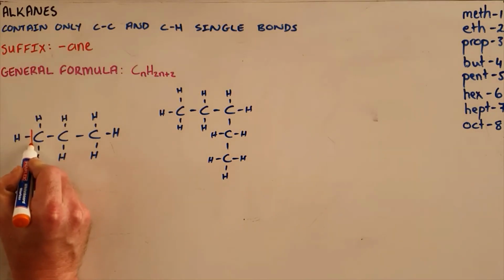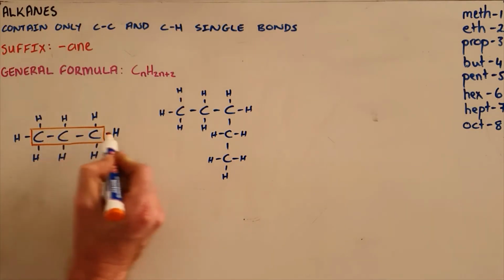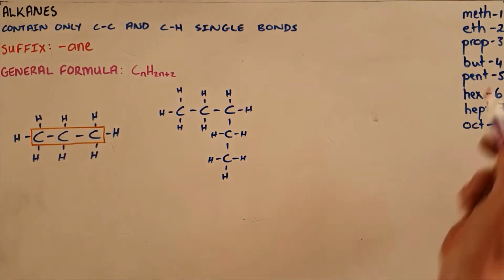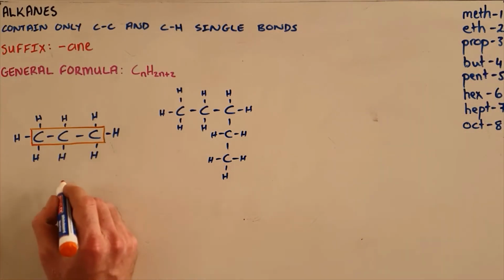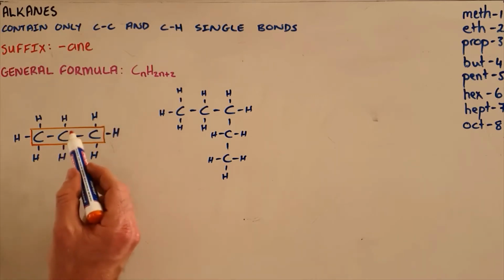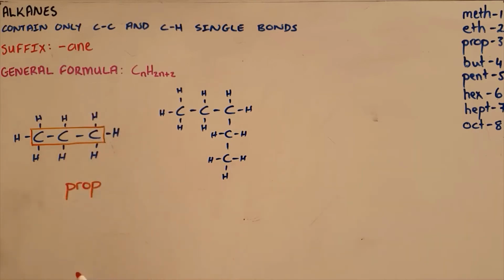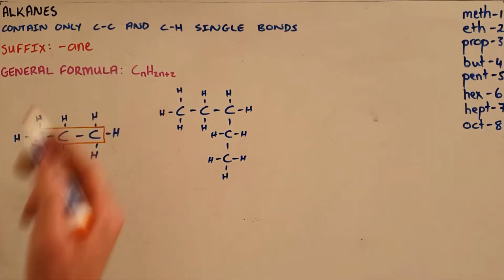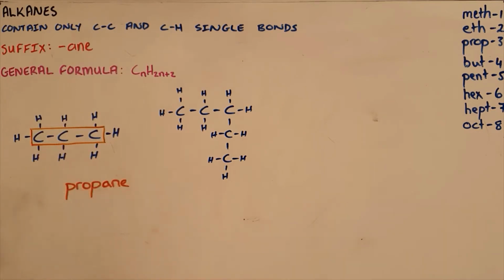chain in the molecule, and here we can see that the longest chain in this molecule is made up of 3 carbons. The prefix for a compound containing 3 carbons is prop, and because we can now see that this compound contains only carbon-carbon single bonds and carbon-hydrogen single bonds, we know that it is an alkane and therefore gets the suffix ane. So this compound is therefore named propane.